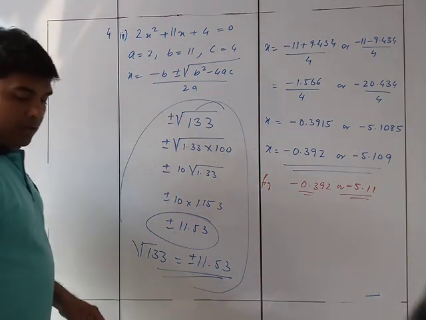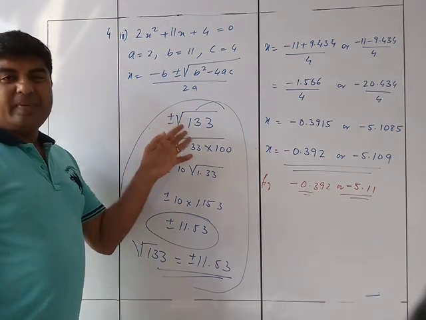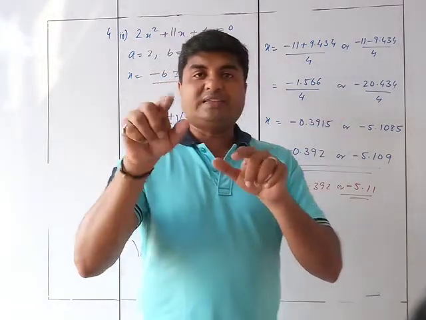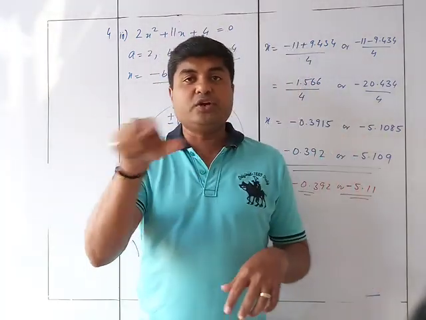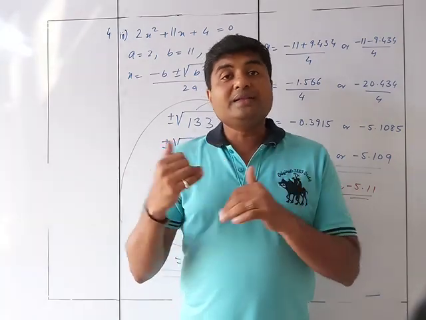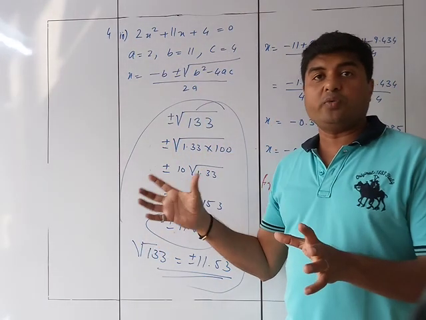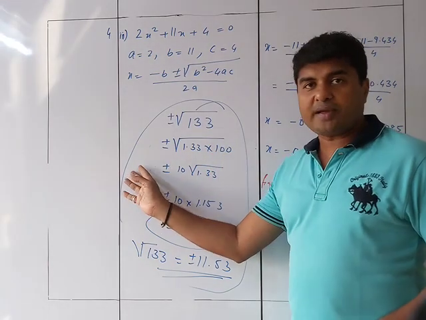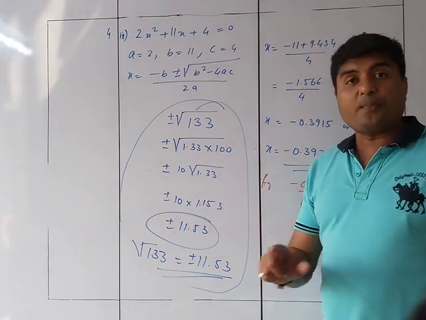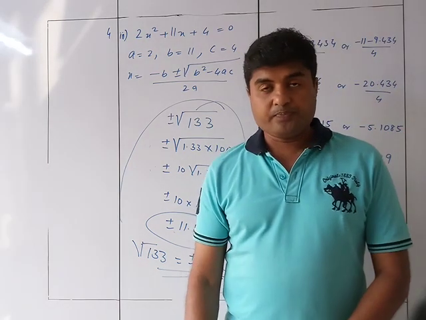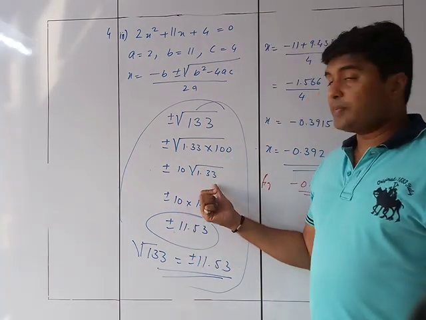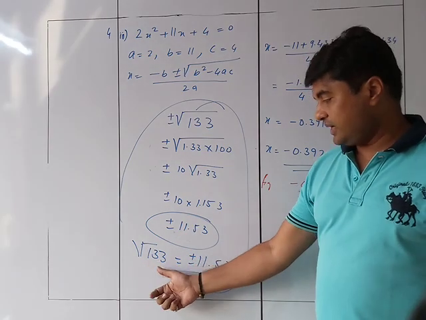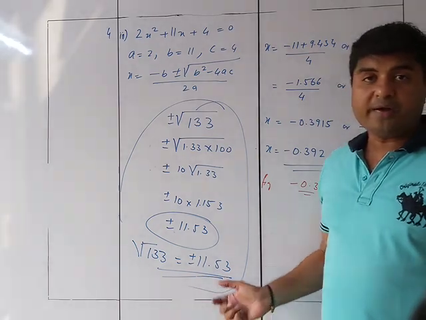Understand this part properly. For any number like 133 which we cannot split, we don't do it that way. Say, for 160 we did 16 into 10, so it is 4 root 10. But in such a case, you are not able to do this. Hence, we'll take it as 1.33 into 100. The square root of 100 I know is 10, so 10 into root of 1.33. The value of 1.33 you will get from the table. After putting the value of 1.33 from the table, you get this particular value. So the root of 133 is plus or minus 11.53.